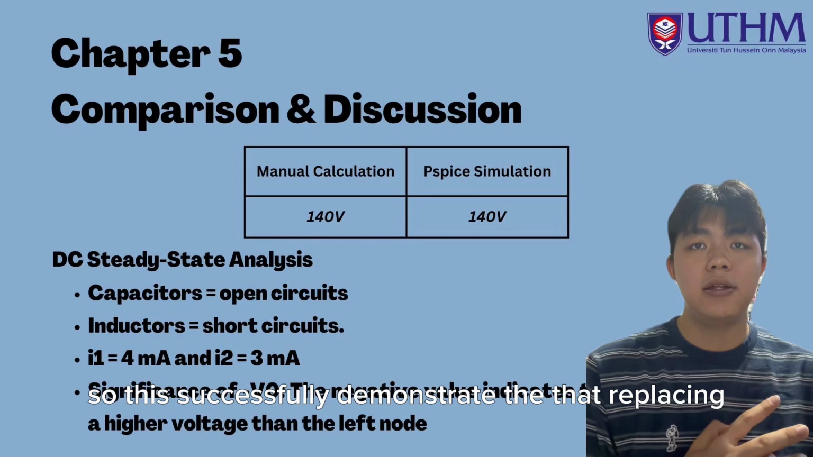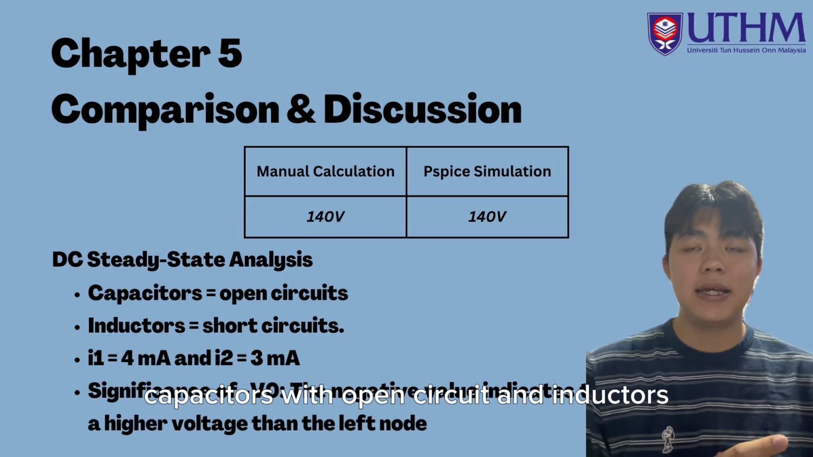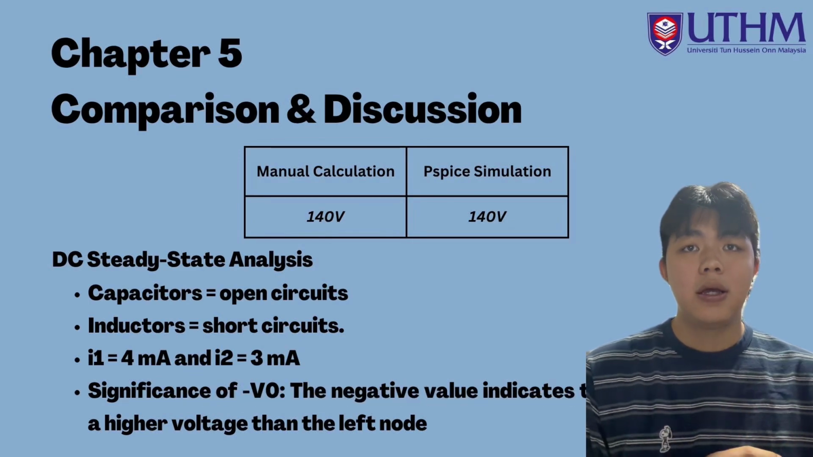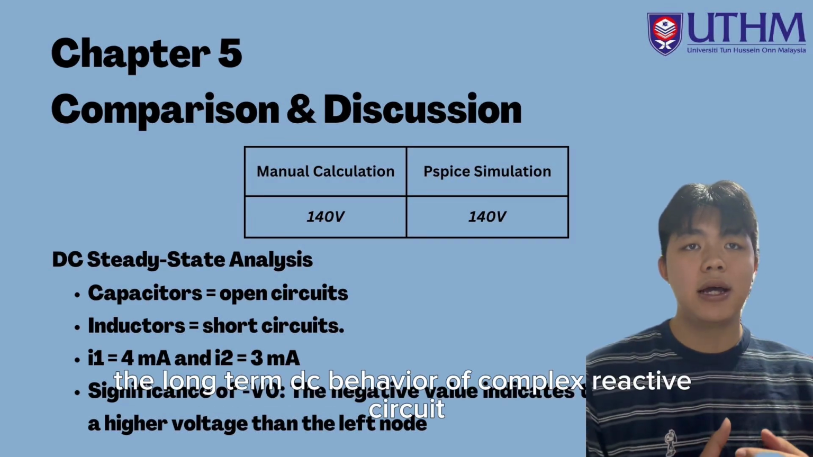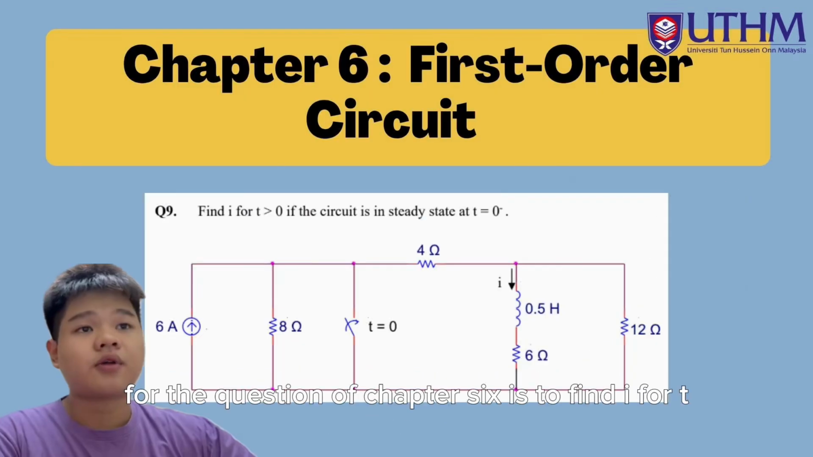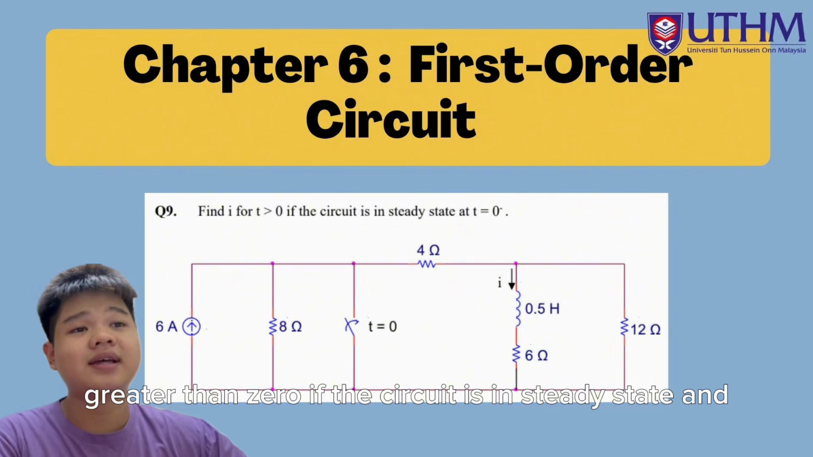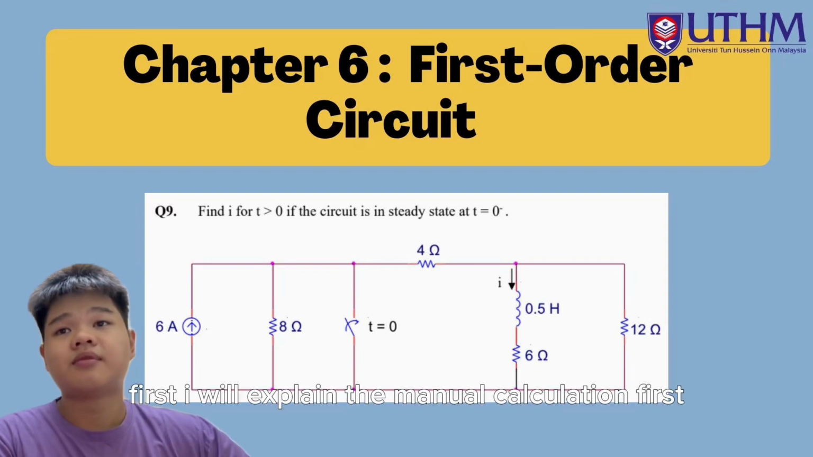So this successfully demonstrates that replacing capacitors with open circuits and inductors with short circuits is an accurate, fundamental method for evaluating the long-term DC behavior of complex reactive circuits. The question of chapter 6 is to find I for t greater than 0 if the circuit is in steady state at t equal to 0 minus. First, I will explain the manual calculation.